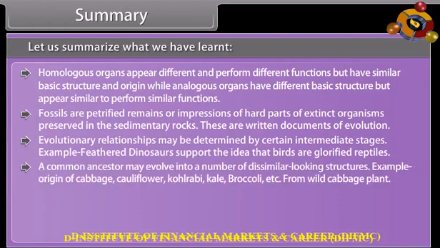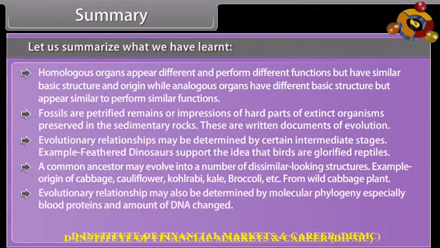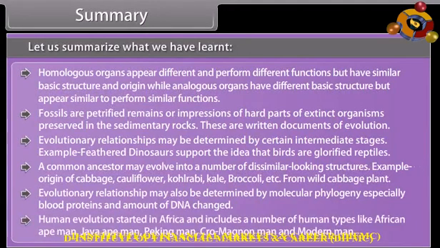A common ancestor may evolve into a number of dissimilar-looking structures. Example, origin of cabbage, cauliflower, kohlrabi, kale, broccoli, etc. from the wild cabbage plant. Evolutionary relationship may also be determined by molecular phylogeny, especially blood proteins and amount of DNA changed. Human evolution started in Africa and includes a number of human types like African ape man, Java ape man, Peking man, Cro-Magnon man, and modern man.